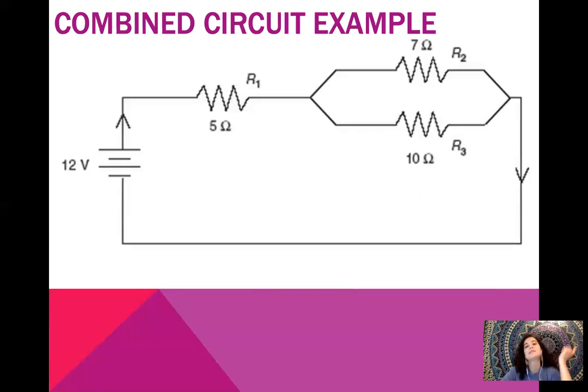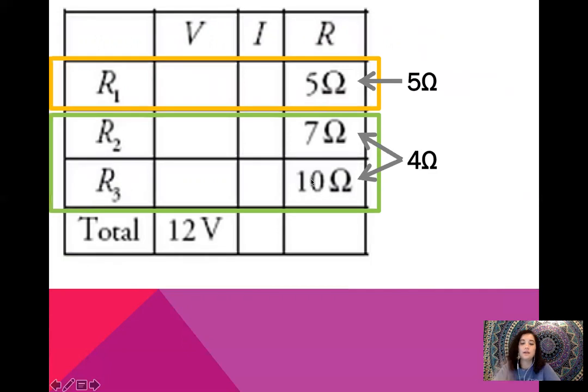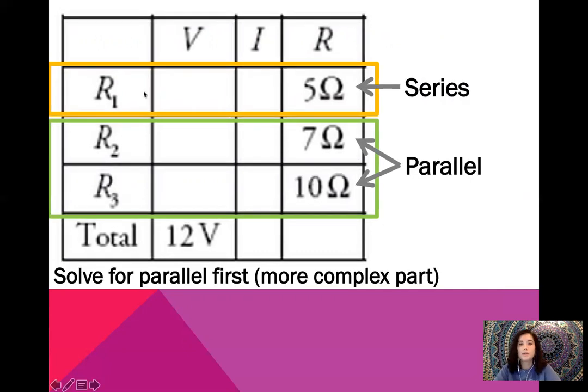If you had to guess, which section do you think is more complicated? Hopefully you picked these two that are in parallel, because parallel is always more challenging. So here's my little table. We've got our series and then the two that are in parallel, okay? And we're going to solve for the parallel first because that's more complex. I keep this in a green box and then this in an orange box throughout. So hopefully that will help make things easier.